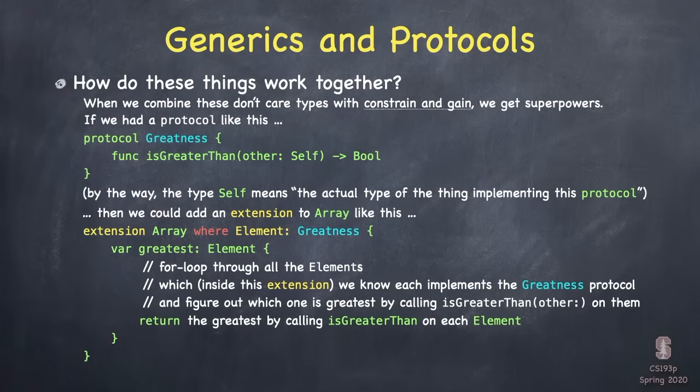Then this var greatness, look what its type is. Element. It's the don't care. So I'm going to look through the array and find the one that's the greatest by calling isGreaterThan other on all of the things in the array, which I know I can do because this extension to array is only where the elements implement Greatness. See how it all works here? So you can easily imagine, I'm not going to show the code here, building a for loop that goes through all the elements, calls isGreaterThan on all of them, figures out which one is the greatest, and returns it.